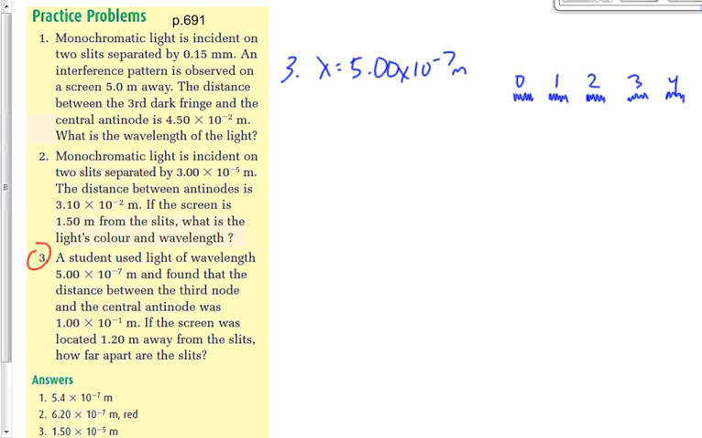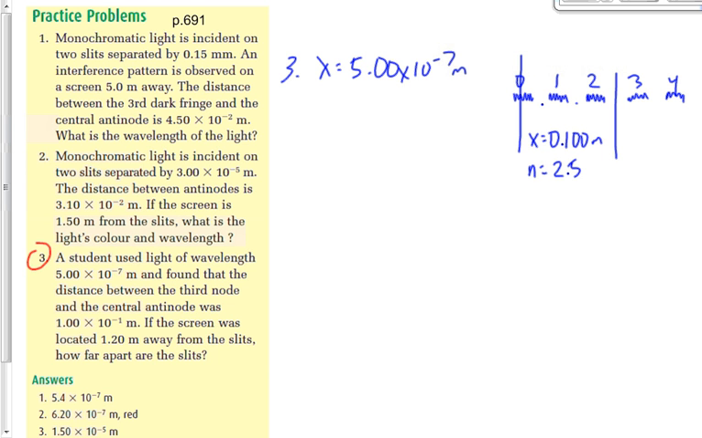We're given the distance between the third node, which is a dark spot, 1, 2, third node, and the central antinode. So right here, this is going to be x. x is 1.00 times 10 to the minus 1 meters, or 0.100 meters. And what's n going to be corresponding to that there, Dallas? Good. n is going to be 2.5.